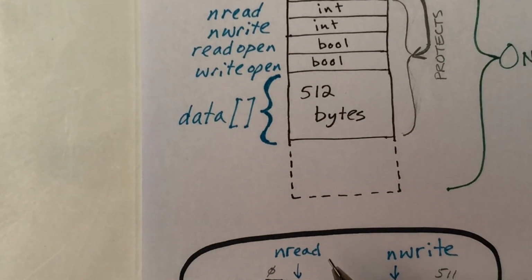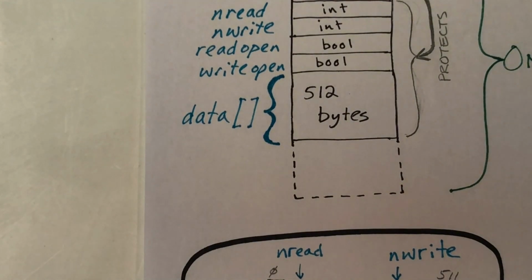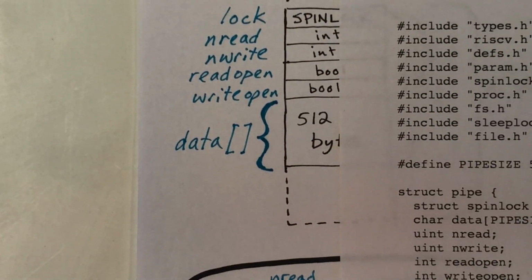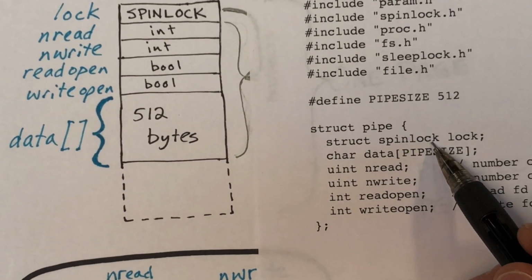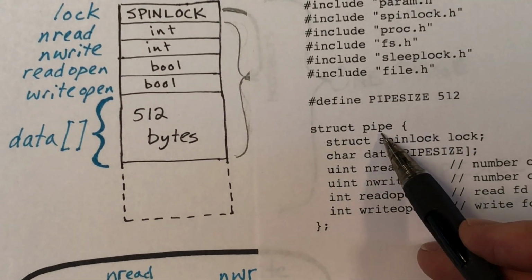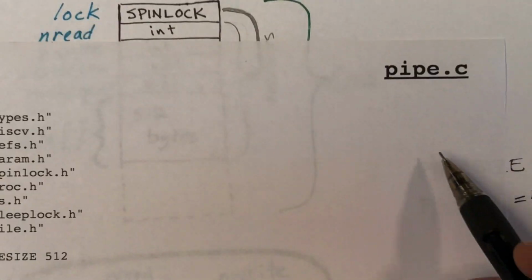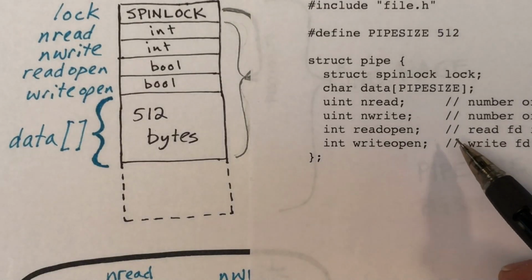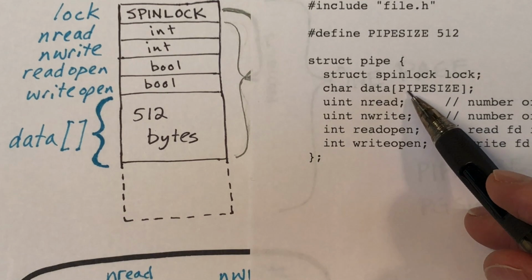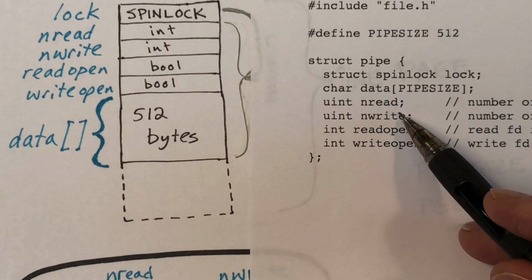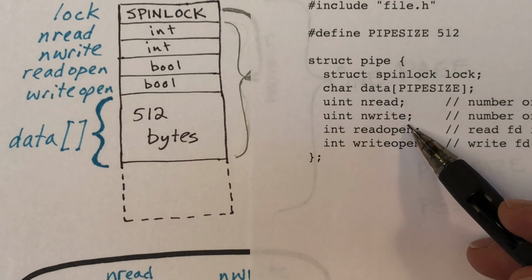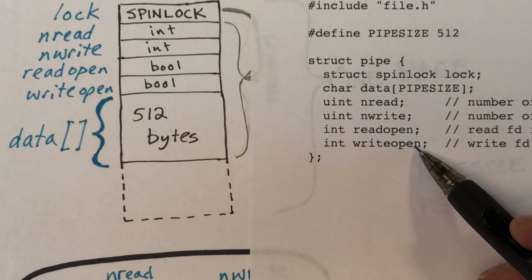Now, next I want to talk about the code here and show that the code corresponds to this exactly. Here we have the spin lock. Here's the definition for the structure pipe coming from file pipe.c. And we have the spin lock, we have the buffer of size PIPESIZE, we have the two indexes, and we have the two Boolean flags here.